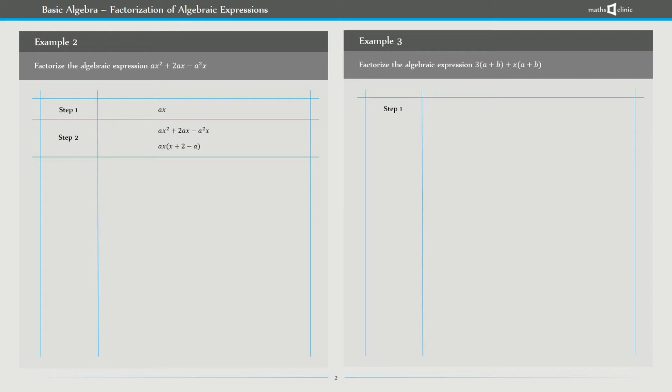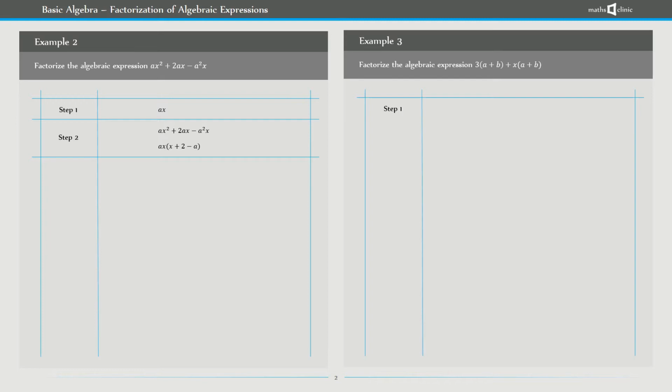We have a plus b multiplying 3 plus a plus b multiplying x. Let me say this again. We have a plus b multiplying 3. That's one term. Think of it as a term. And then we have a plus b multiplying x. What do you think is the common factor in this case? I say it again. I have a plus b multiplying 3, and then I have plus a plus b multiplying x. These are two terms.